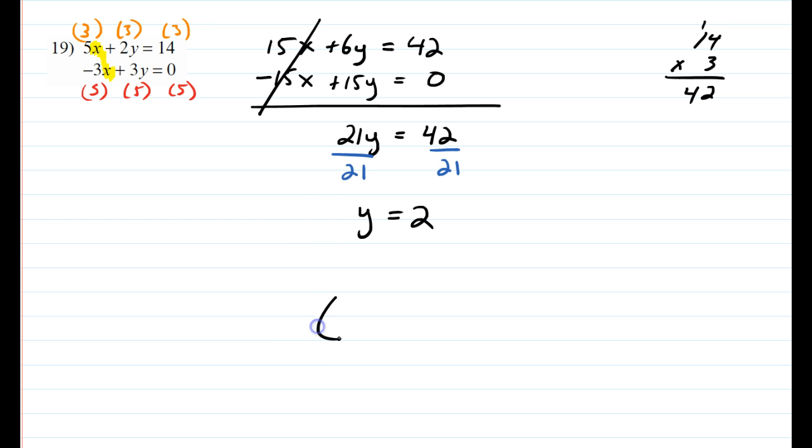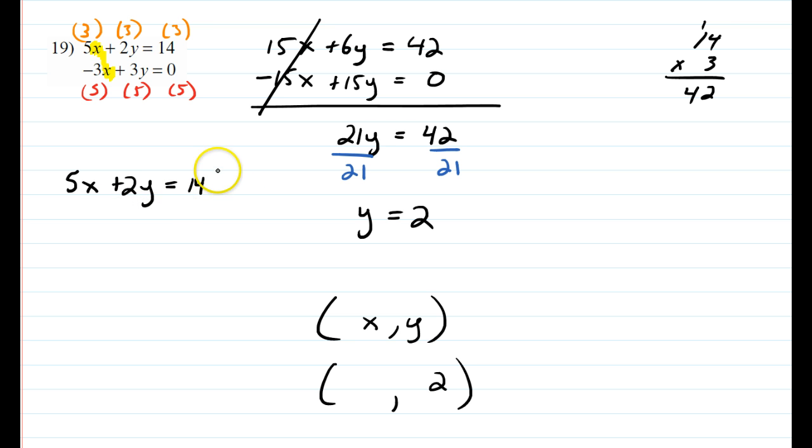So again, remember, we're looking for an ordered pair, an x comma y. So right now I know the y value is 2. So to figure out the x value, you're just going to take the 2 and plug it into one of the equations. So this time I'm going to use the top equation. You can use the bottom one, but I like how these are all positive. So again, I know what y is, so you want to make sure you plug it in for the y. So 5x plus 2 times 2 is equal to 14. So now we simplify. 5x plus 4 is equal to 14.